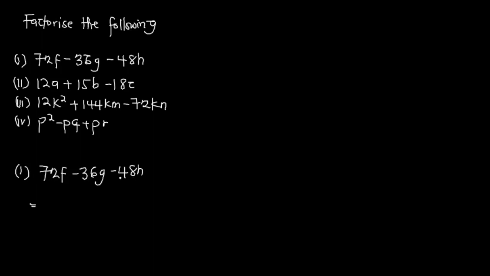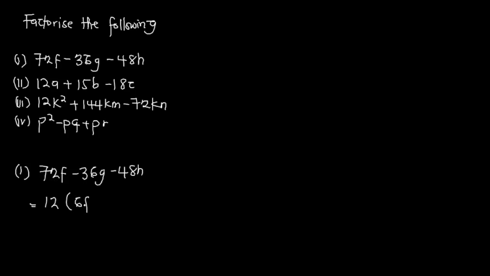So we factor 12 out because 12 is common for all these numbers, or the coefficients of the variables that we have over here. So we factor 12 out. So we open a bracket. What number will you multiply by 12 to get 72? That is 6. So 12 multiplied by 6 will give us 72.